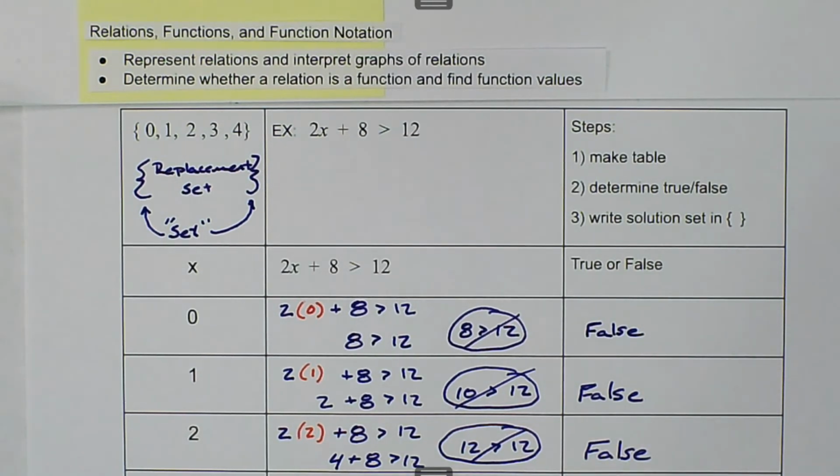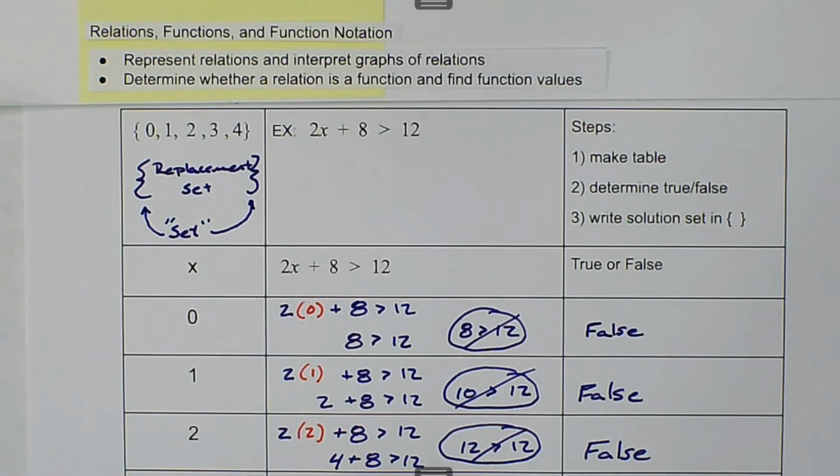The next one we can work on is 3. 2 times 3. No, got the wrong number written down there. This one should be 2 because we're keeping that 2 the same. We only want to change that 3. In that case, we have 6 plus 8 is greater than 12. So here we have 14 is greater than 12, and that is true.